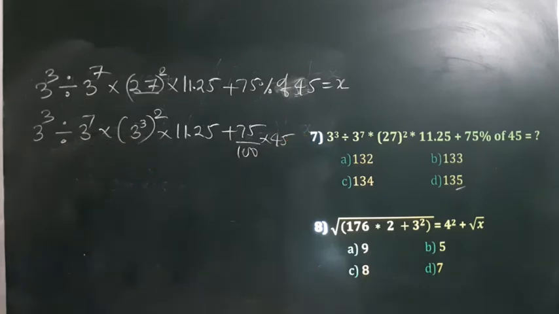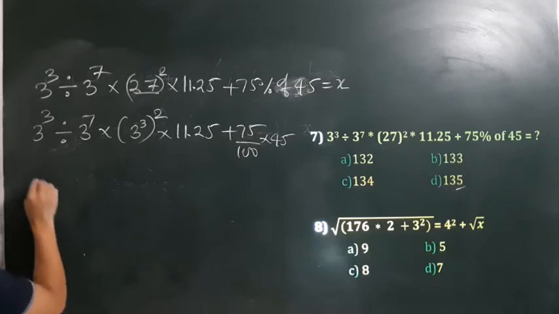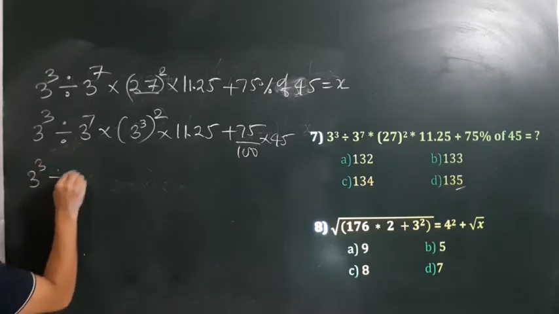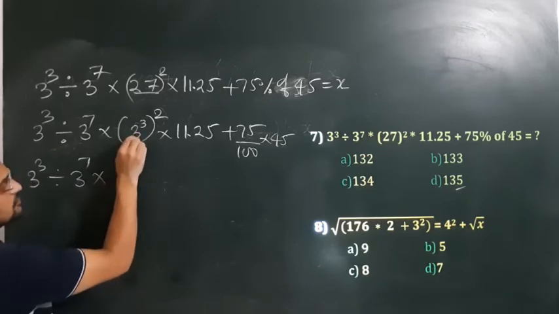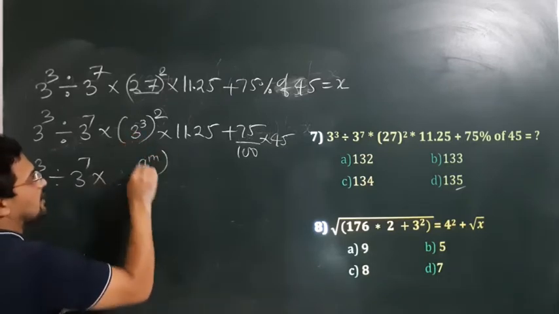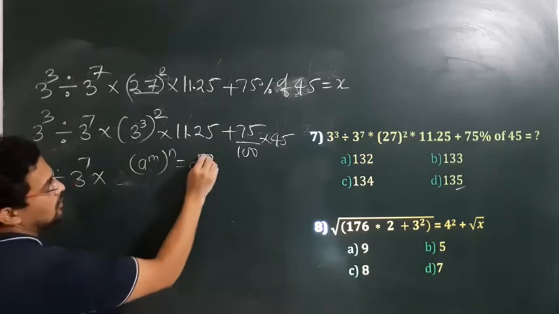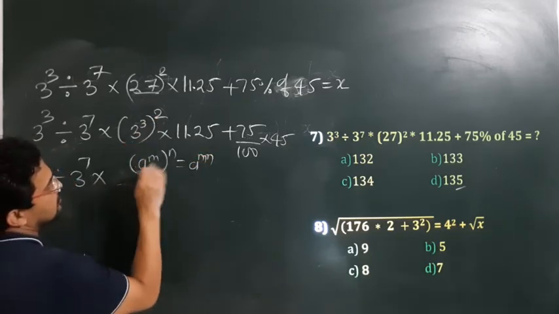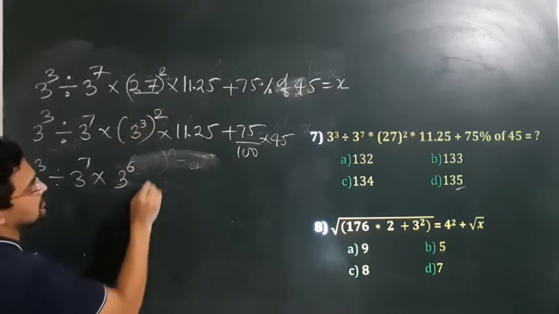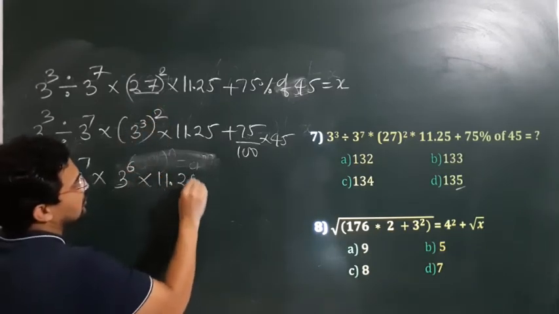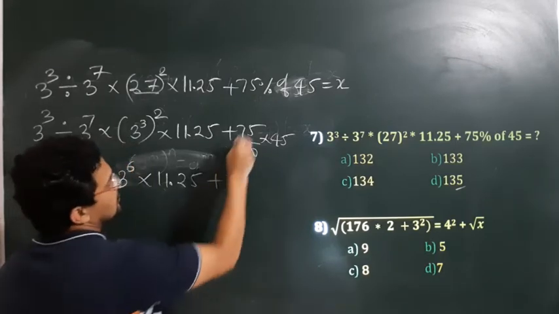This is what we are writing. 75 divided by 100. So 3 cube, whole divided by 3 raised to 7, multiplied by 3 raised to... which formula is used here? A raised to m, raised to n, can be written as a raised to m into n. So it becomes 3 raised to 3 into 2, which is 6, whole multiplied by 11.25 plus, so just solve this.